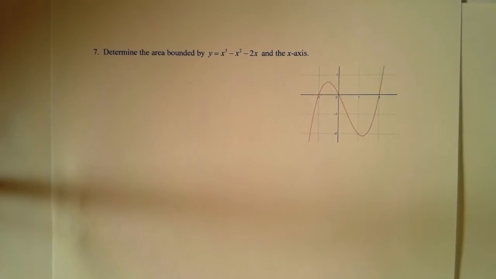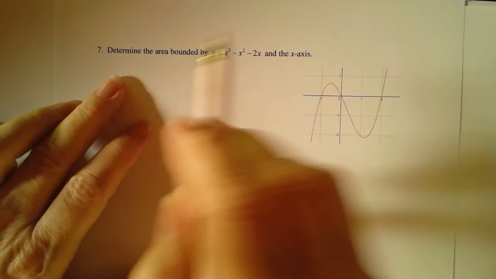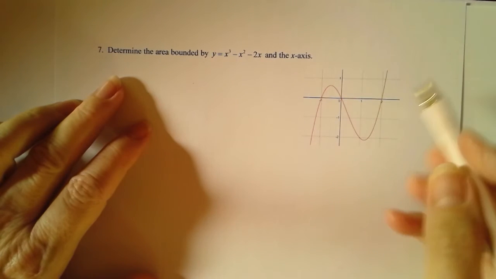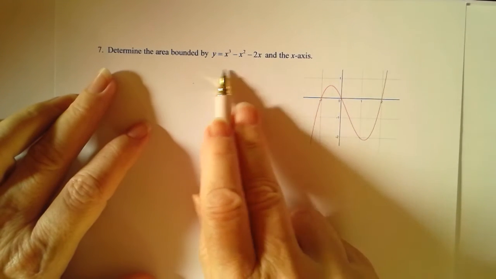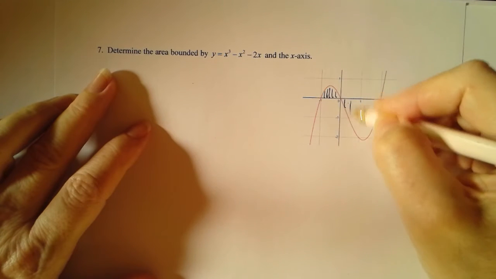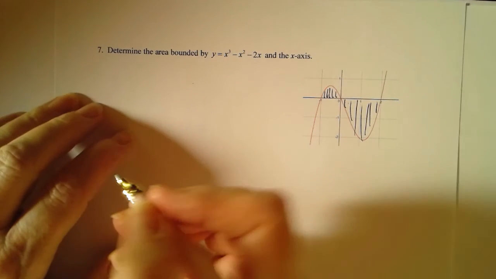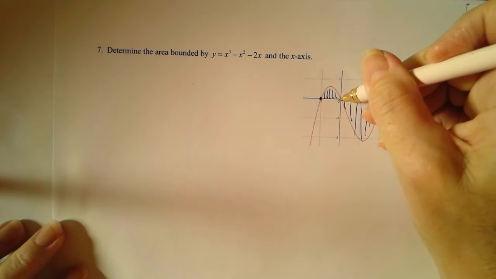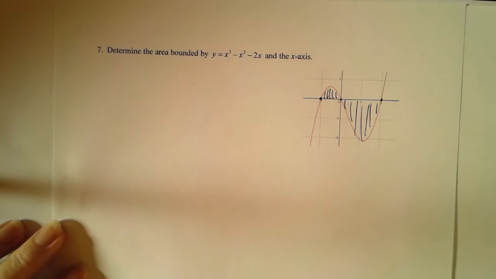Okay, in this problem it says determine the area bounded by this curve, and I've sketched the curve there on Desmos, and it says be bounded by that and the x-axis. So I've got this area here and this area here, and I can see pretty clearly that it goes through -1 and 0 and 2 there.